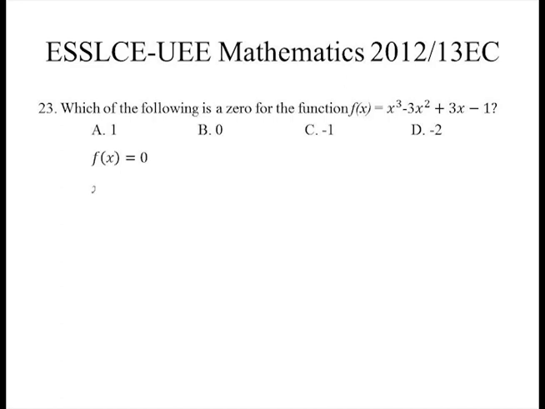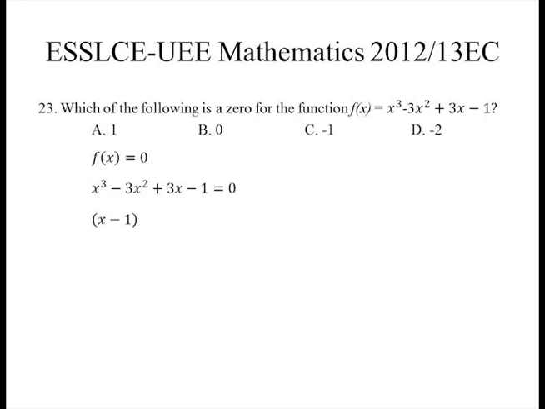f(x) = x cubed minus 3x squared plus 3x minus 1 is equal to 0. To factorize this expression, let's find a number that makes the expression 0. If we substitute 1, we get 1 cubed minus 3 times 1 squared plus 3 times 1 minus 1 is equal to 0. The left-hand side expression is equal to 0. If 1 makes the expression 0, then x minus 1 is a factor.